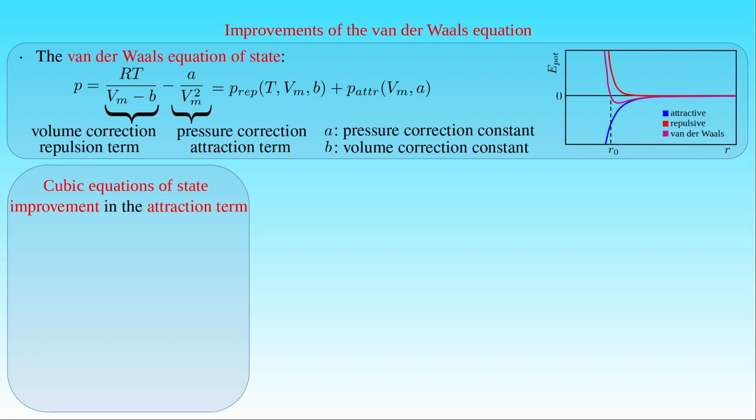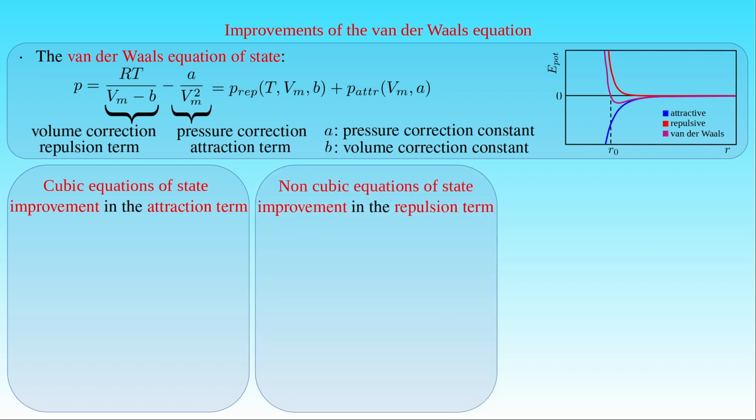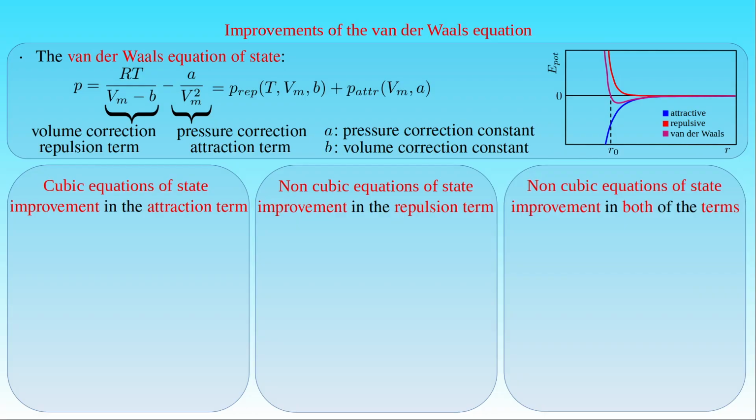In the case of the second group, the volume correction formula is modified in the repulsion term of the van der Waals equation, which results in non-cubic equations of state. Evidently, those improved equations of state belong to the third group where both the pressure correction and the volume correction are modified. That is, there are some improvements in both the attraction term and the repulsion term of the van der Waals equation.